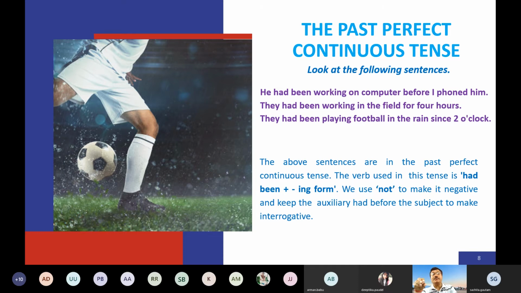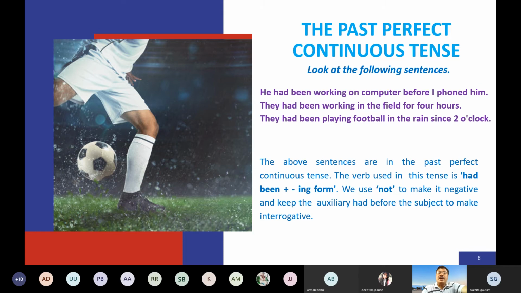So at a certain time in the past, that action was in progress up to that time. They had been working in the field for 4 hours. Had been working for 4 hours. 4 hours ago they started and were working, and that is also the past time. They had been playing football in the rain since 2 o'clock. Since 2 o'clock, playing in the rain. It's raining and they were playing. Picture of football is available and you can see.